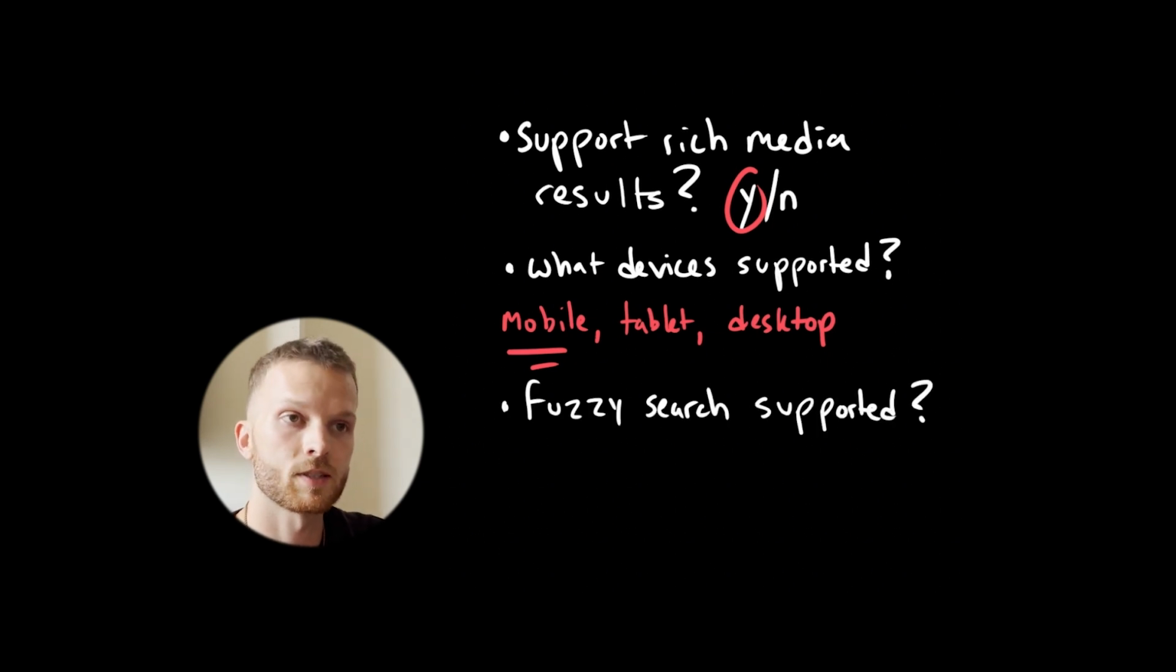Should we support fuzzy search? What the heck is that? Well, we'll cover this later. It's basically just thinking about how can we account for the possibility that a user might make a typo, but we still want to show them the results based on what they actually intended to search for.